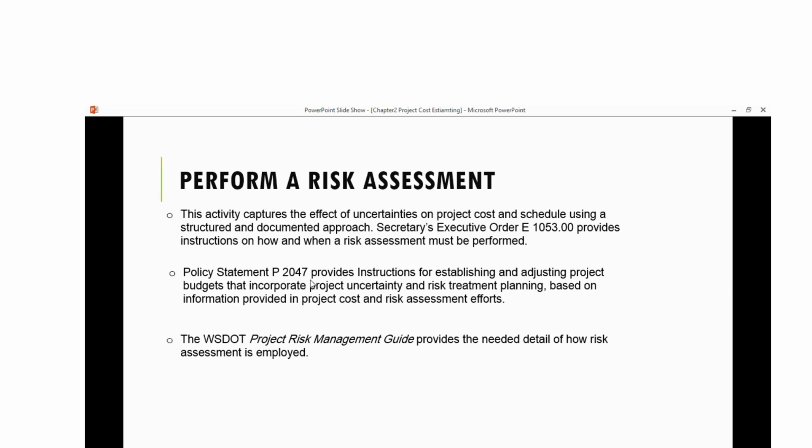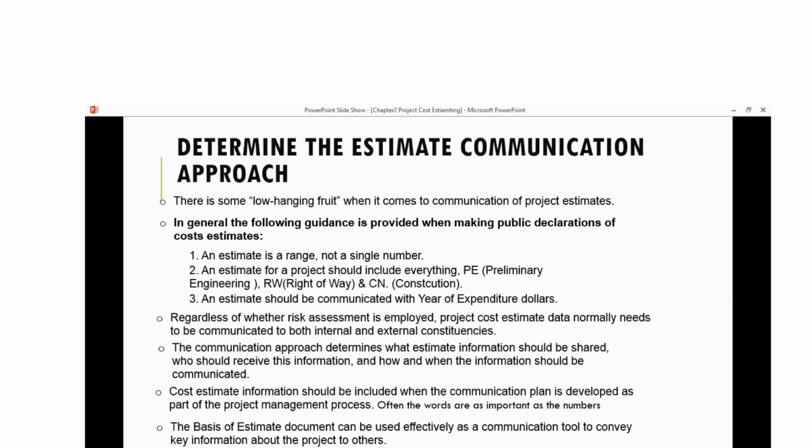You can read about it, or if you take the course, we can give it to you with more examples, more details. As well, the order E1053 tells you how to act once a risk has been triggered, right, and how to reduce the effect of that risk.